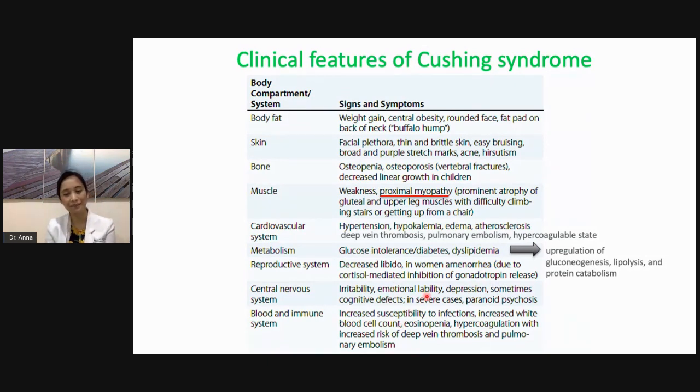In the CNS, some patients present with mental status changes, and then upon workup, you will see features of Cushing syndrome. That can happen sometimes, no? They can have irritability, emotional lability, even depression, no? And in severe cases, paranoid psychosis. So sometimes they present also in the ER because of this paranoid psychosis, only to find out they actually have Cushing syndrome. And as I mentioned earlier, no, your hypercoagulable state. So you can have effects also in your blood and immune system.